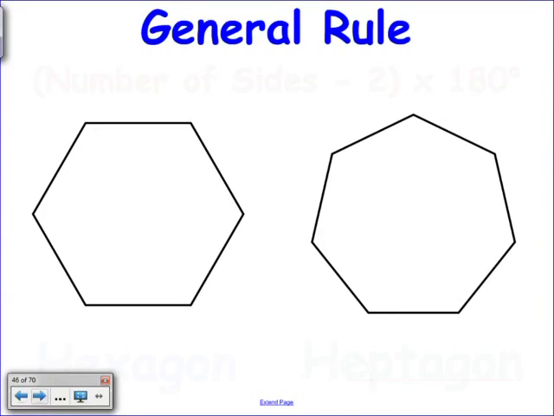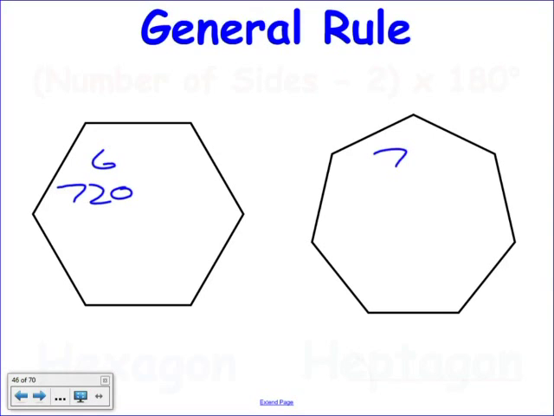So a six-sided shape will be 720 degrees. Brilliant. Six-sided would be 720 degrees. What do we reckon seven-sided would be?